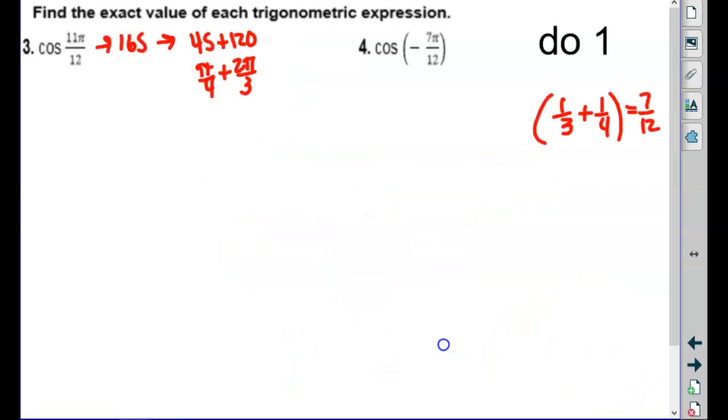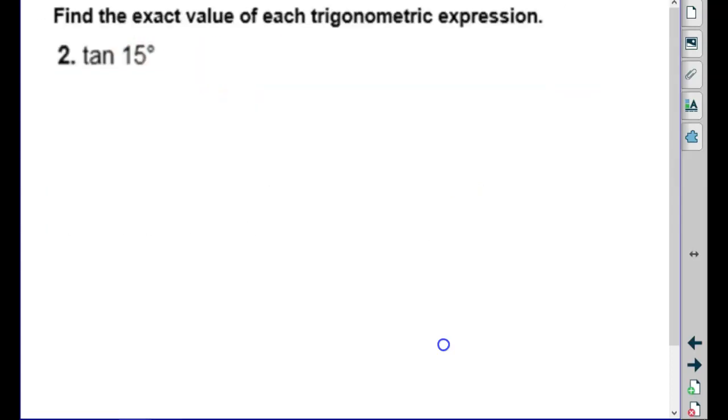Should we do a tangent one? Okay. Tangent of 15, how can you come up with 15? 45 minus 30? You could do 60 minus 45. You do 135 minus 120. All right. Tangent of 45 minus 30. What's the rule for tangent? Can I substitute as we go this time, guys, to save a little writing?